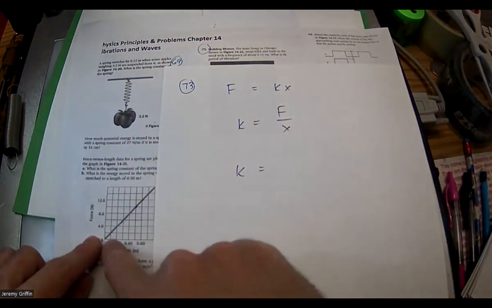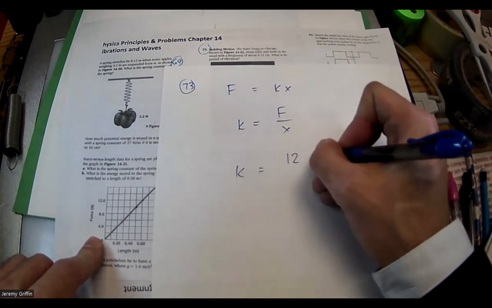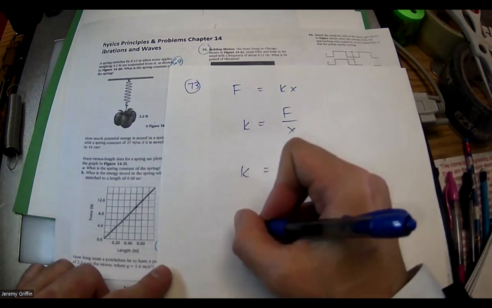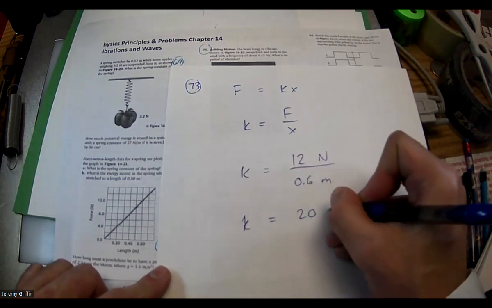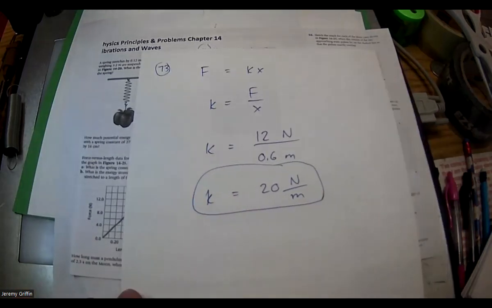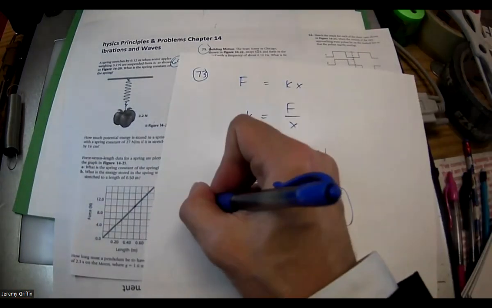Okay, so one point could be the origin, 0, 0. If you put on 12 newtons, it stretches 0.6 meters. Therefore, 20 Newton per meter is the slope of the graph and the spring constant. So that's part A.